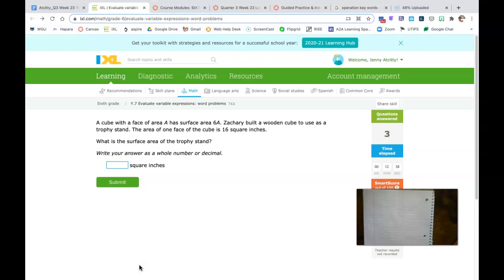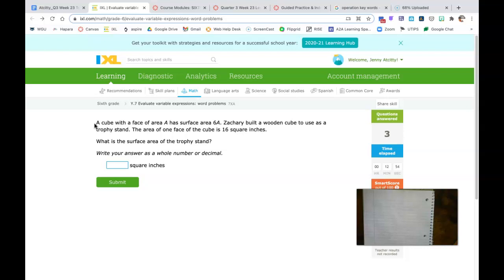Hi, so today I'm going to show you how to write an algebraic expression to represent a real world problem and then use that expression to solve the word problem. So I'm going to start by reading the problem out loud to you, and then we'll write an expression and then we will solve it.